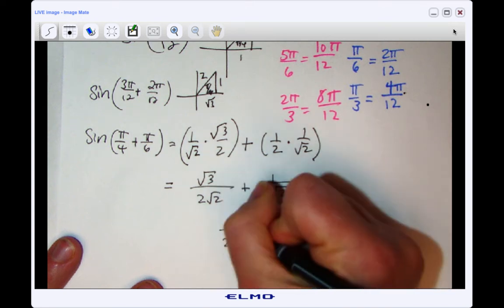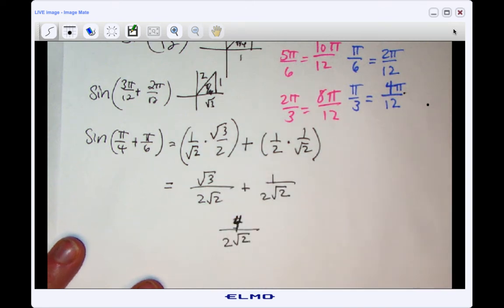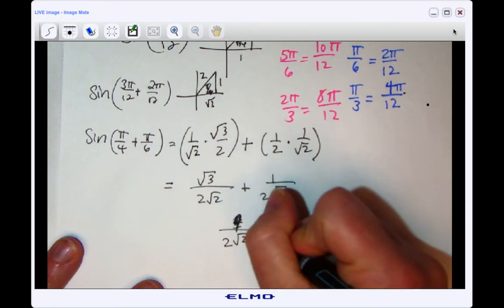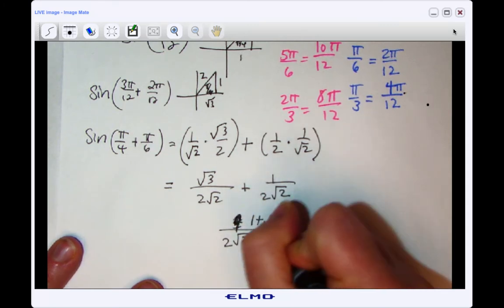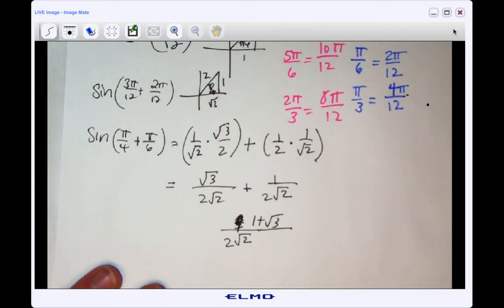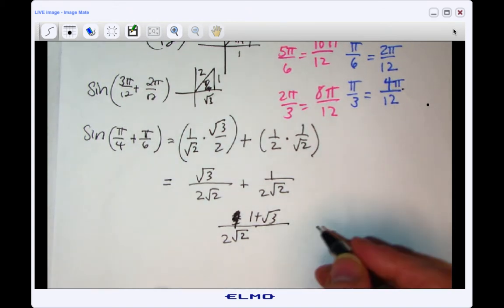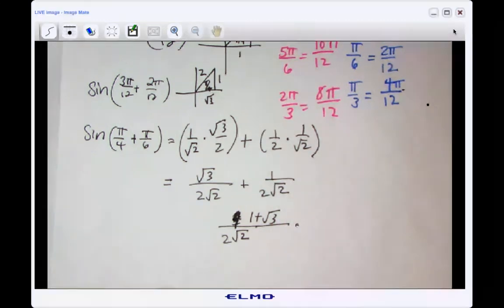I mean, not 3, 4. What am I talking about? Add them together, right? Oh, no, it's not 4. It's 1 plus root 3. I'm losing my mind here. Sorry, guys, because we can't combine these. 1 plus root 3. Looking at the wrong thing. Over 2 root 2.